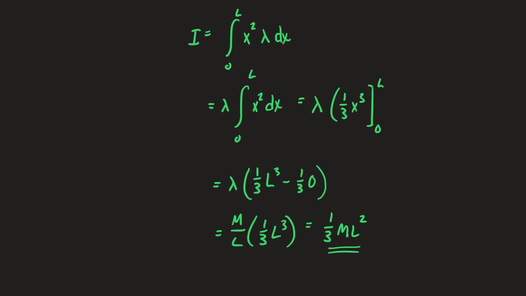I want to do another one. This time I'm going to be a little less involved in it. I'm hoping you guys can help pick up some of these pieces. We're going to do the hoop or the ring. It's considered a thin ring. The answer is mr squared. That's the moment of inertia of a hoop or a ring. We're going to see if we can put all the pieces together to get that answer.